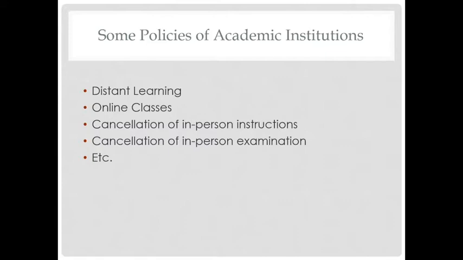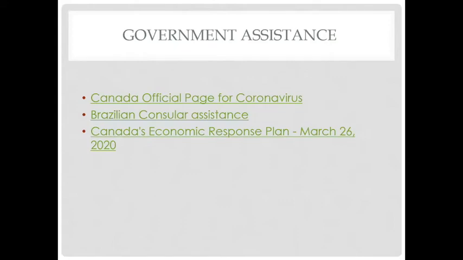I know that certain academic institutions have introduced summer classes, some colleges like Centennial and George Brown. I think they're introducing summer classes where you can study throughout the summer as well. The point being, you just have to be aware of what your particular institution has put in place. Government assistance. You also need to be aware that there is certain government assistance in place right now due to the COVID-19 pandemic.